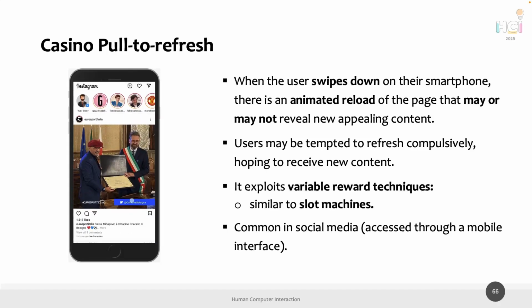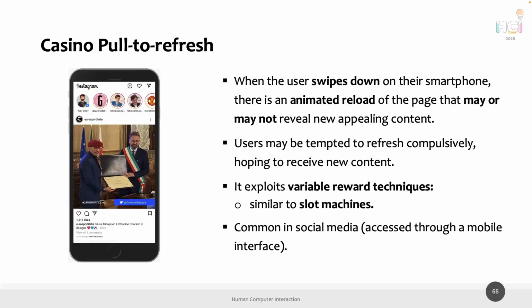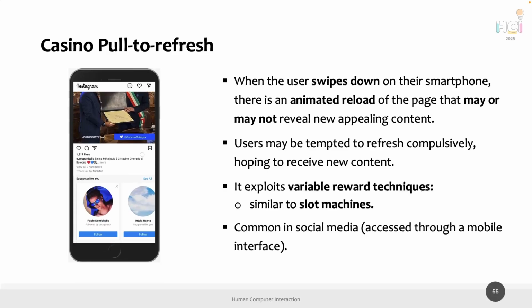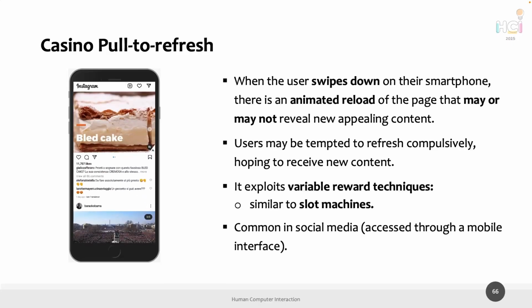The variable reward technique. So maybe I'm scrolling on Instagram, I see that I have already seen this post. Let's go at the top of the page. Let's see if there are new posts. It's a sort of a slot machine, right?